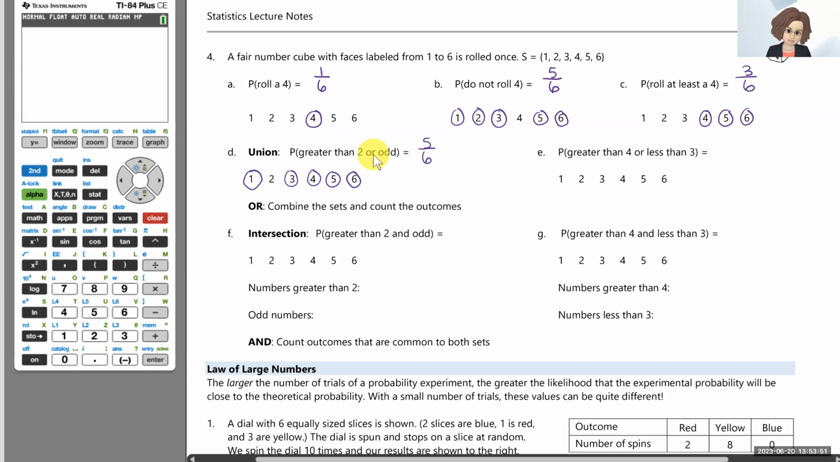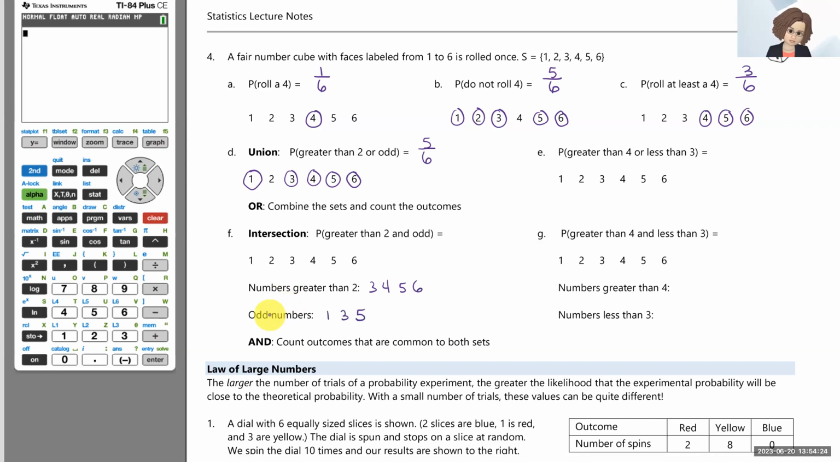All right, and I'm going to go to that same question below here, but with intersection, so that'll be our word and. So probability that a roll is greater than 2 and it's odd. So and means only count outcomes that are common to both sets. So it has to meet both conditions. So in this case, I'm going to just list the numbers greater than 2 here. So greater than 2 was 3, 4, 5, or 6. And then the second condition, odd numbers, I'm just going to list all the odd numbers. And then we want to know the probability that it meets both of those conditions.